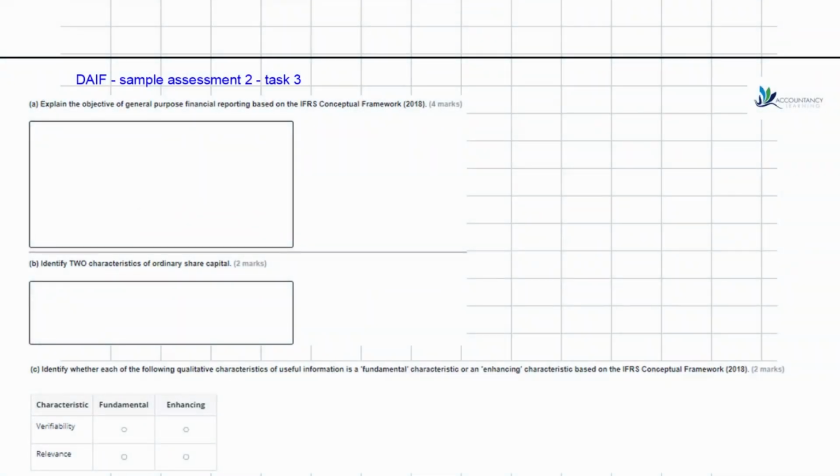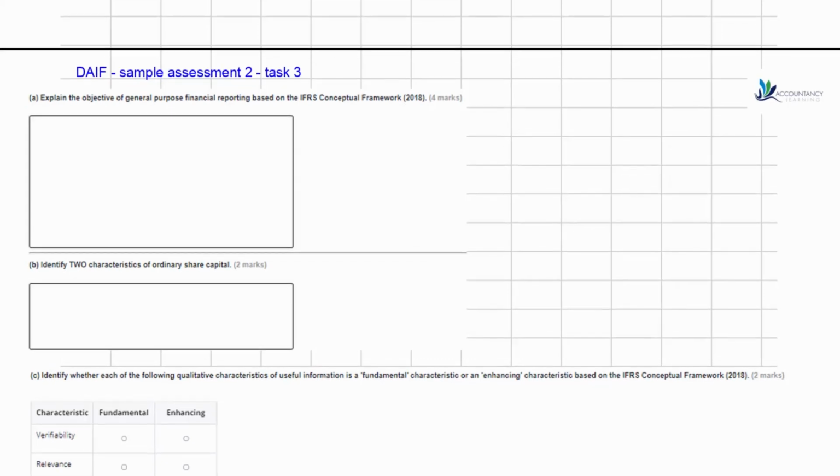Here's a debrief of drafting and interpreting financial statements, AAT Sample Assessment Task 3. So in Part A, it asks us to explain the objective of general purpose financial reporting based on the IFRS conceptual framework. 4 marks are available here, so you need to make sure that you have enough points to gather, well, at least 3 of those 4 marks to get your 70% pass.